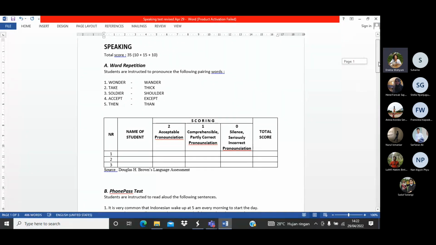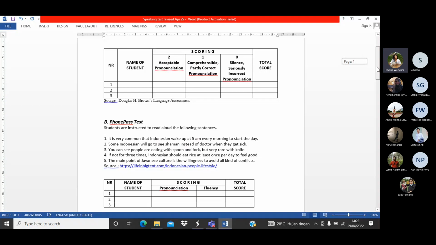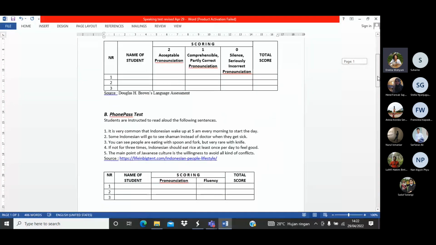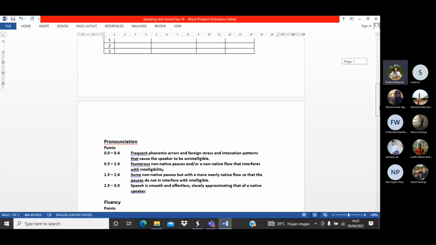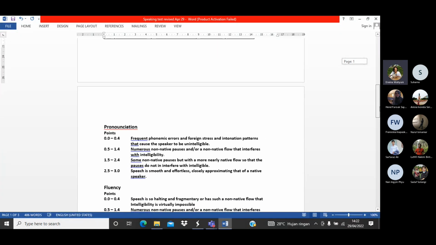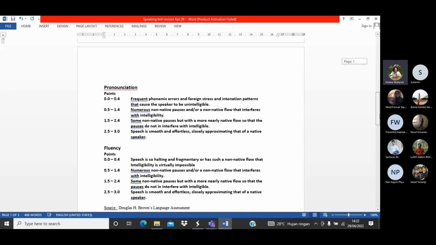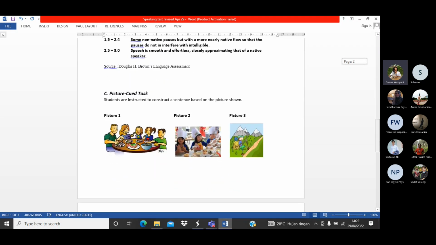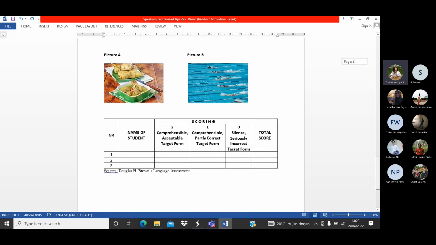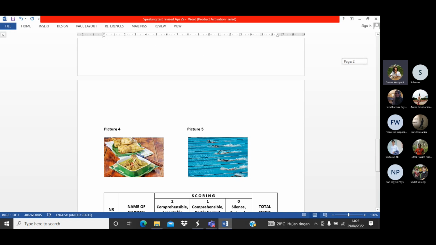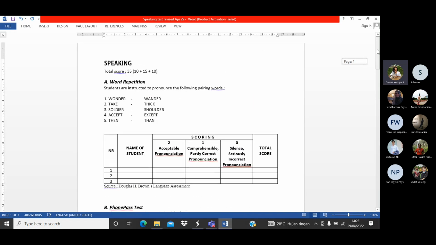And I have three parts like this. First is word repetition. The second one is phone pass. And the scoring I put like this, there are some numbers with some explanation. And the third one is the picture cue tags. The scoring is similar to the first one. So how to adjust it? So it will be an oral test? Yes, sir. It should be a direct test, right? Yes, direct test.